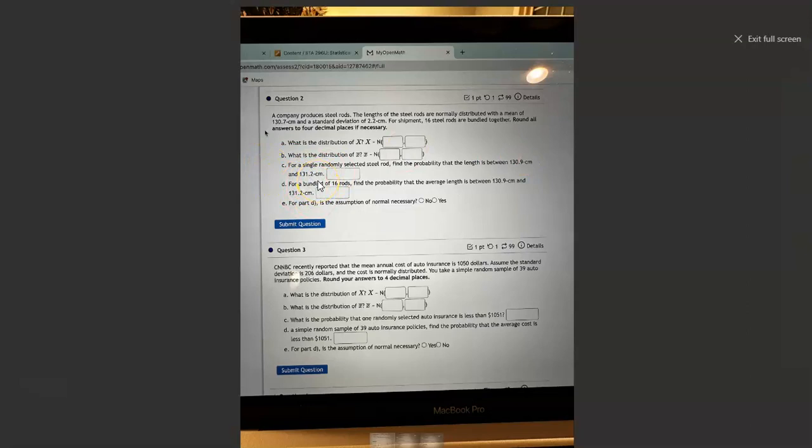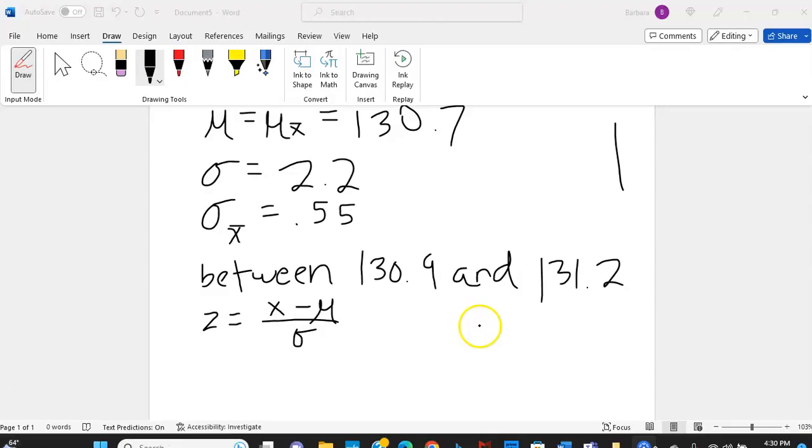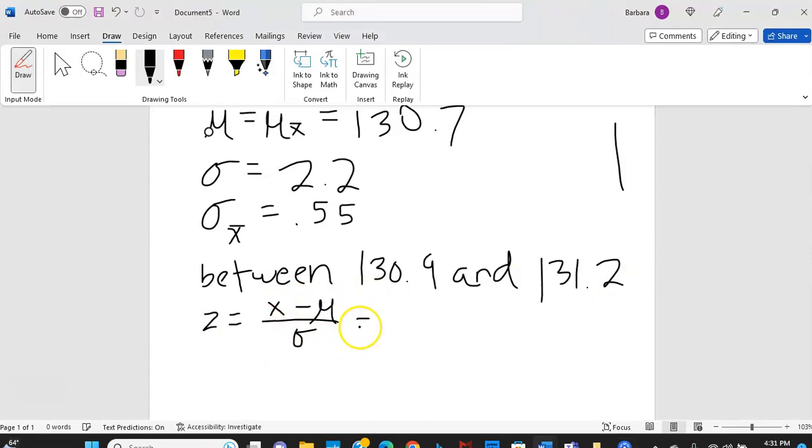All right, so I'm going to go over to another sheet of paper with our mean and our standard deviation. We'll do that calculation. Okay, so I wrote the information from our question down. We have a mean of 130.7 and a standard deviation of 2.2, and we want to find the probability that a single one of these steel rods is between 130.9 and 131.2. So we're going to use our formula for the z-score, and we're going to plug in our x. We're going to have to do it twice, once for 130.9 and once for 131.2. So let's start with the 130.9.